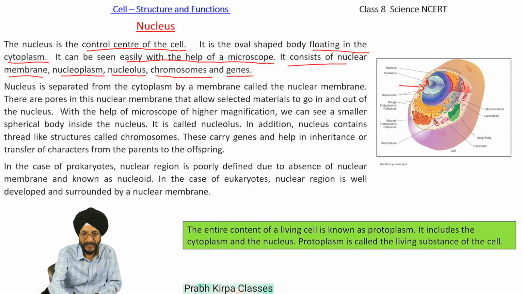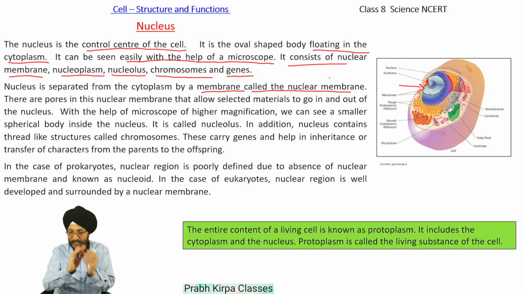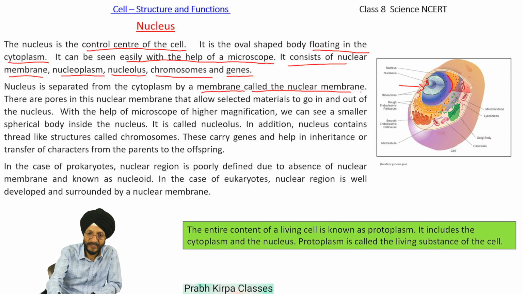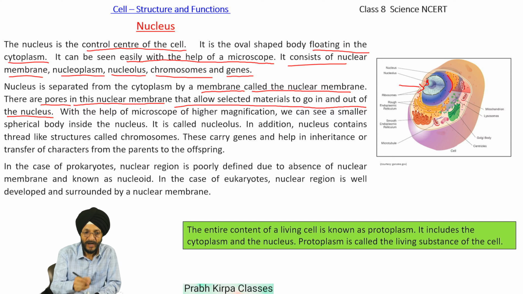The nucleus is separated from the cytoplasm by a membrane called the nuclear membrane. The nucleus has its own covering which separates it from the cytoplasm, and this covering is known as the nuclear membrane. There are pores in this nuclear membrane that allow selected material to go in and out of the nucleus.